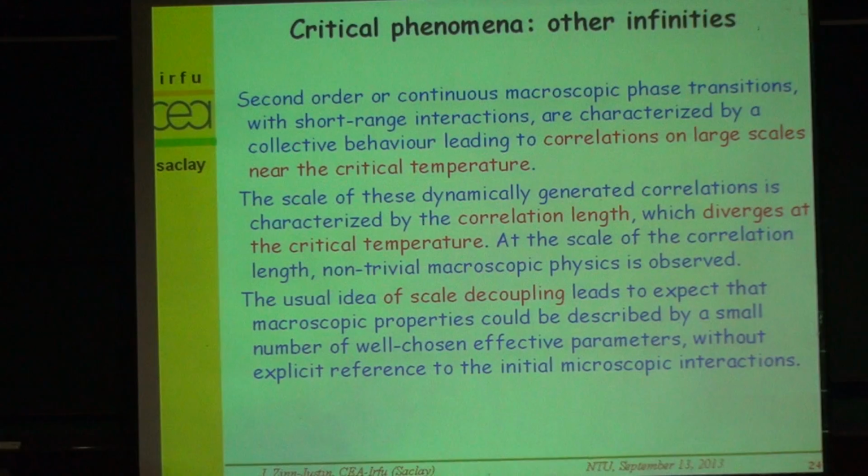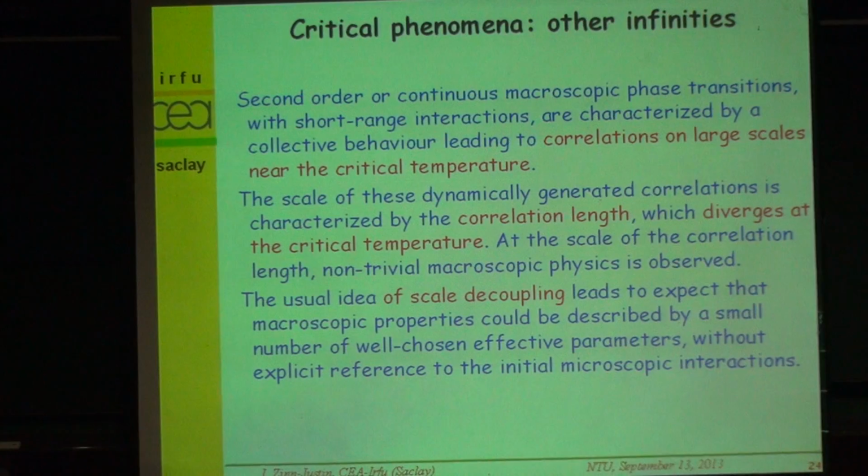So it means that in a system in which initially the only length is, let's say, the lattice spacing, which in the case of the Ising model is one, you generate dynamically a length which is much larger than the microscopic length. And in addition, at the scale of the correlation length, you find some macroscopic physics which is non-trivial. Now, this was known, of course, for a very long time.